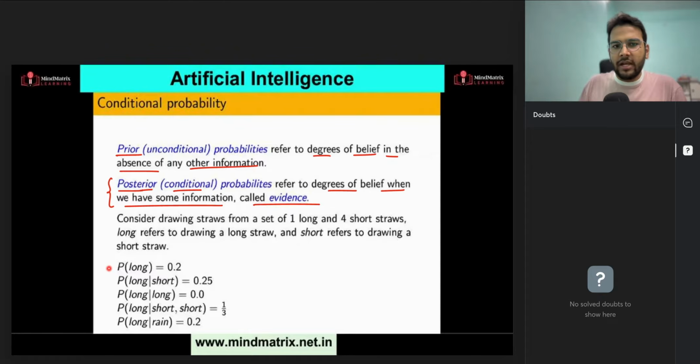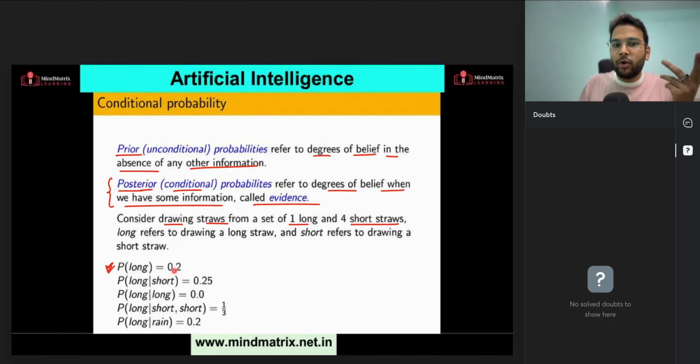So basically this is very simple, right? Consider drawing straws from a set of 1 long and 4 short straws. So let's say in a bag, you have 1 long straw and 4 short straws. Now what is the probability of long? You don't know any other information apart from this, whether any other event has happened or not. So can I say this is my prior probability? Do you agree or not, everyone? This is my prior probability. Probability of long is 0.2.